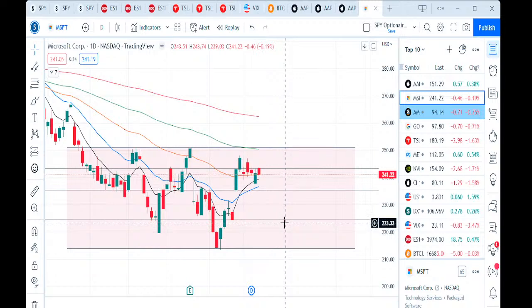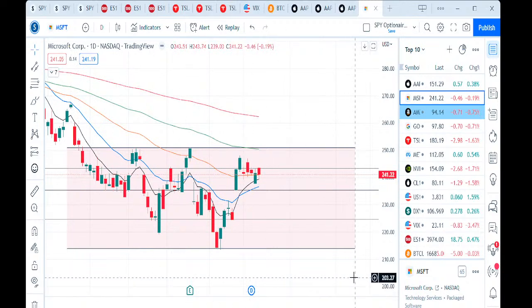What do you mean by how many months are on this chart? Oh, I see. So this is the daily chart for Microsoft, and I'm zoomed out to see about September to December, so about 4 months total on the chart.